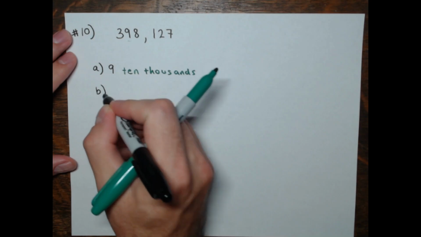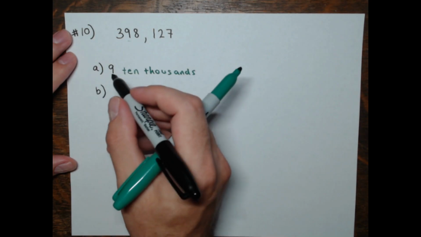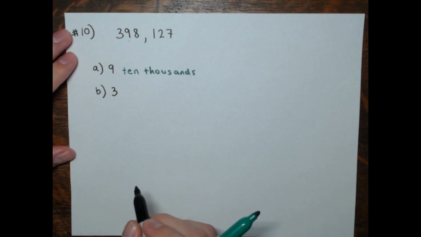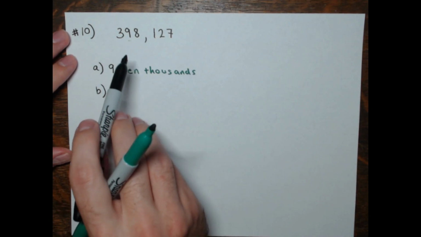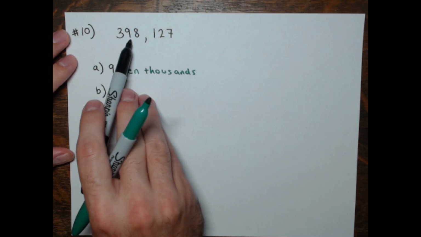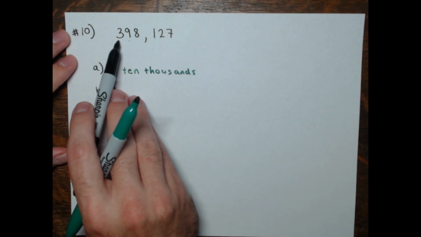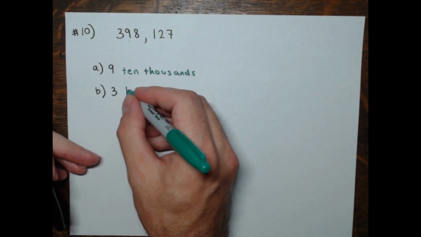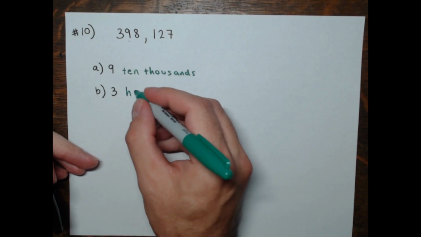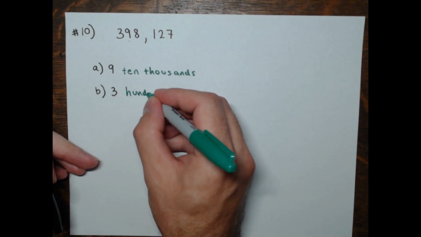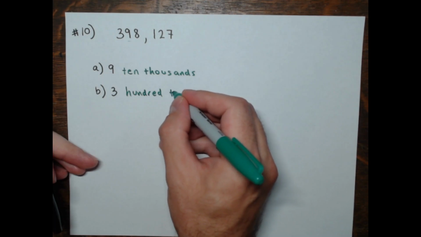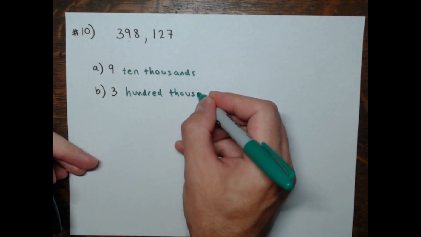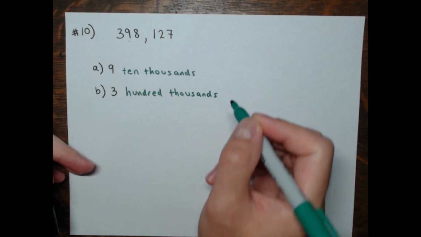Part B, the digit 3. Well, if 9 was in the 10,000s, 3 is in the 100,000s, right? 10 times that. So that has a value of 300,000 in this number. 3 is in the 100,000s.